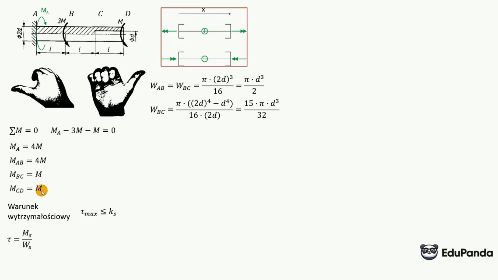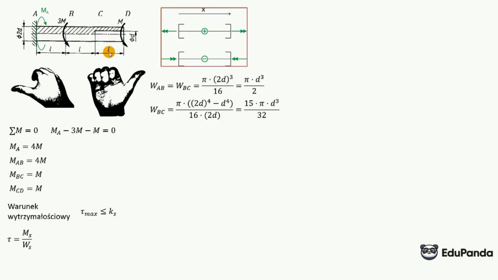Although it is 4 times smaller than on interval AB, there is a different cross-section here. Here it is an annular cross-section, so I think it would be appropriate to check both interval AB and interval CD, and compare where the shear stresses are greater.